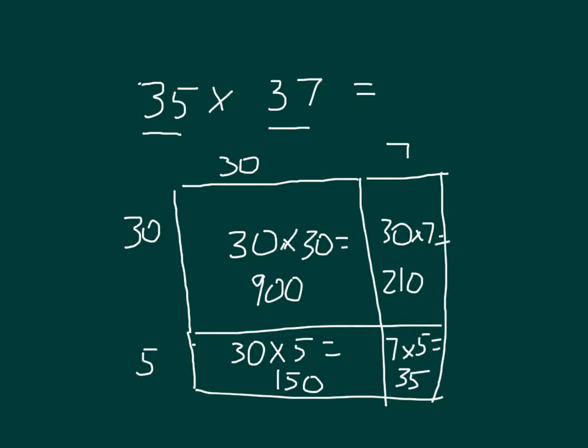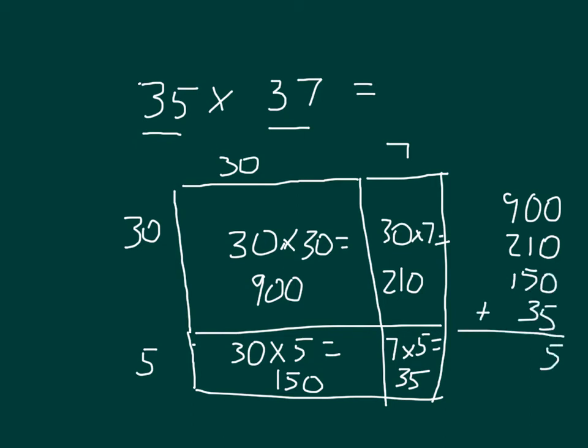We have each of those partial products that will make up our product. All we need to do is add those amounts together. 900, 210, 150, 35. Carefully adding those together, we get 5. 1 plus 5 is 6, plus 3 is 9. And then we have 9 plus 2 is 11, plus 1 is 12. And so the product is 1,295. 35 times 37 equals 1,295.